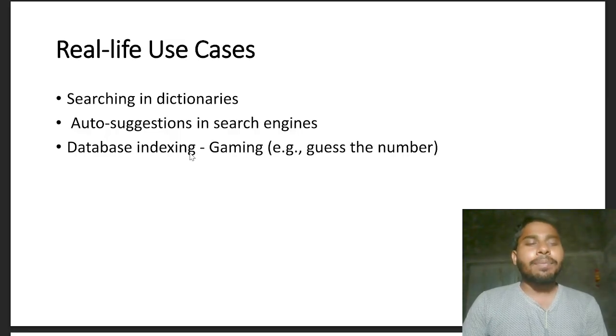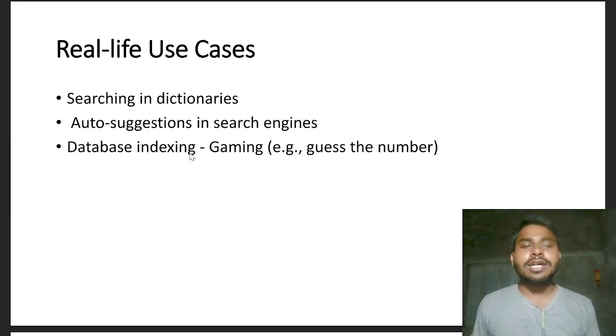As for real-life examples, it is generally used for searching in a dictionary, like auto-suggestion in search engines, as well as in database indexing, gaming, etc. So that's all about binary search, its complexity, and how it is efficient and fast to find the target value in a sorted array.